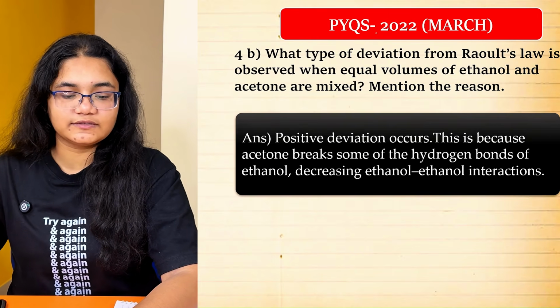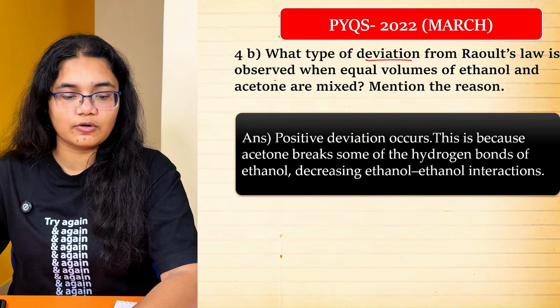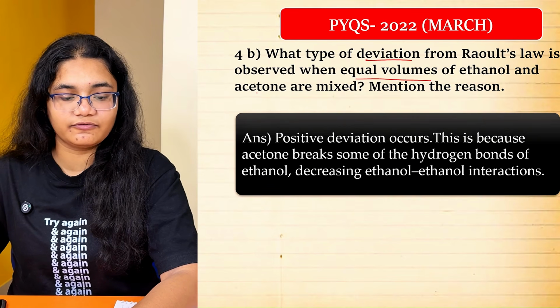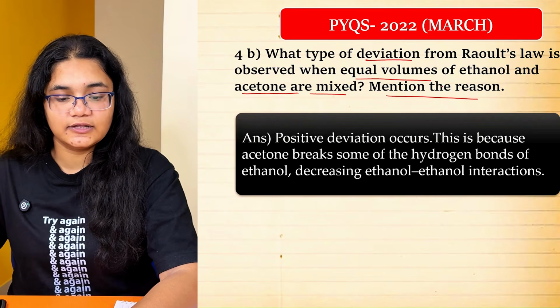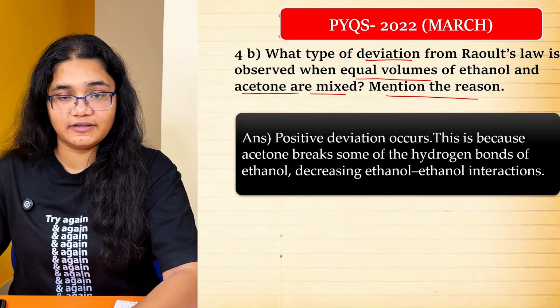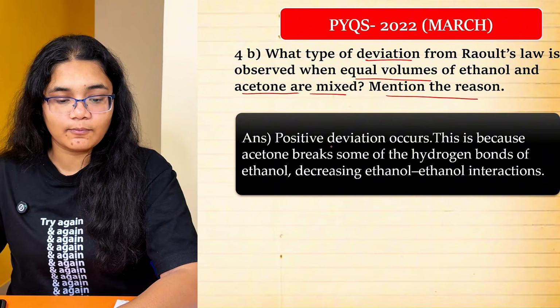Now let's move to the next question. What type of deviation from Raoult's law is observed when equal volumes of ethanol and acetone are mixed? Mention the reason. First of all, what type of deviation? Ethanol and acetone show positive deviation.